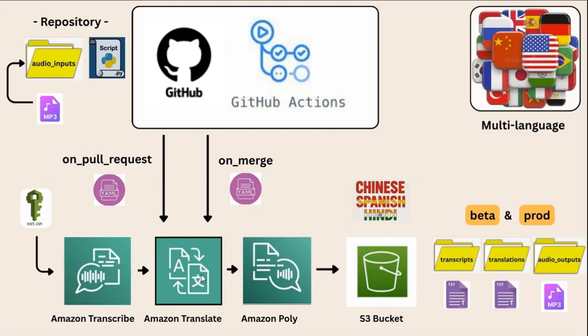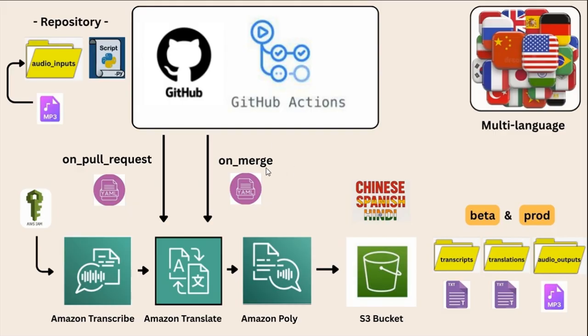That language will be brought over to our Amazon Polly. So that text will be converted to speech or audio. And within Amazon Polly, we're going to use local voices for those regions. So we have a female voice speaking Chinese, Spanish, and one speaking Hindi. Now that audio is going to be converted into an MP3 file and saved in our beta folder, audio outputs.